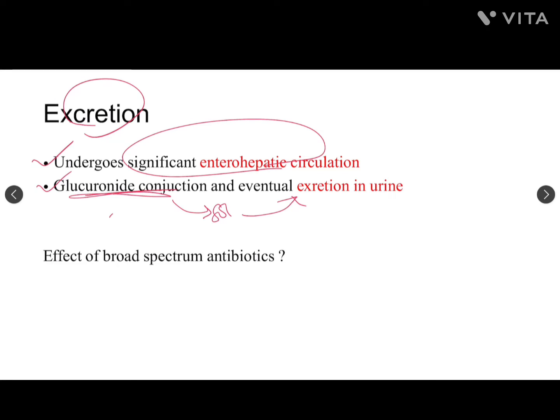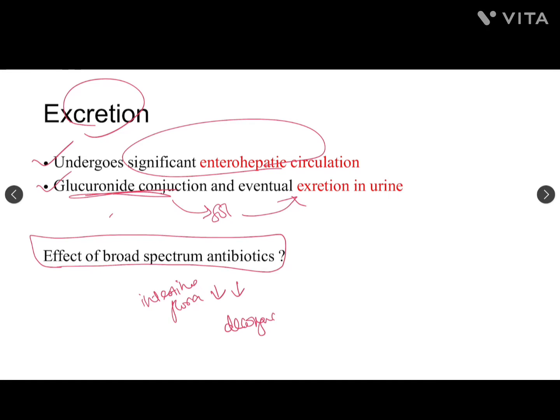Now, estrogen, I have told you, undergoes enterohepatic circulation. Now tell me, what is the effect of broad spectrum antibiotics on the metabolism of estrogen? What happens when you use broad spectrum antibiotics? All your intestinal flora gets decreased. When this happens, deconjugation of estrogen decreases.